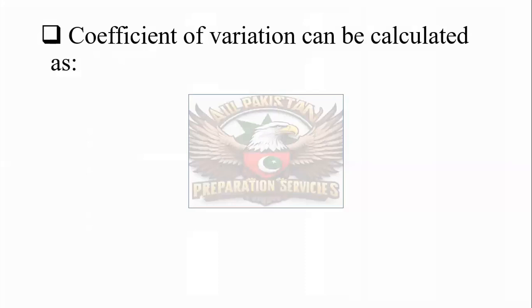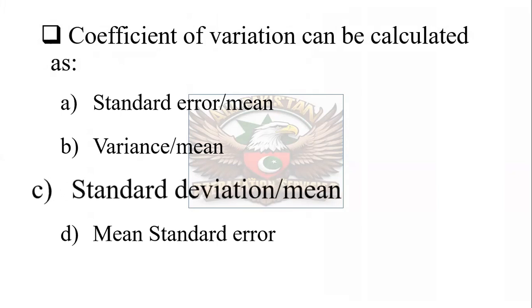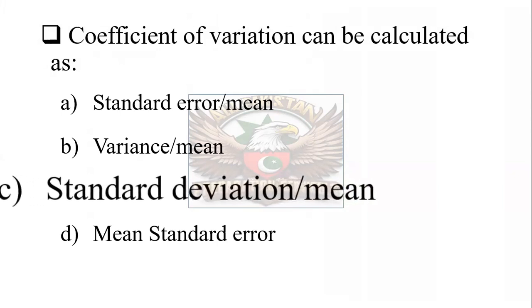Our next question is that coefficient of variance can be calculated as standard error by mean, variance by mean, standard deviation by mean, or mean by standard error. And the correct one is standard deviation by mean. Coefficient of variance can be calculated as standard deviation over mean.